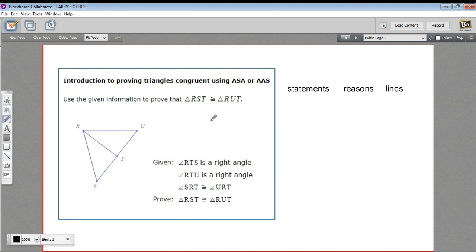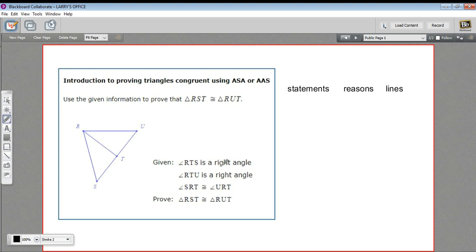As with any proof, I think the best first step is just to mark up your diagram, put all the information you have up there so you can have a visual representation of it, and then just try to reason it through in your own head before you write the formal statements for the proof. So let's see what we have here.